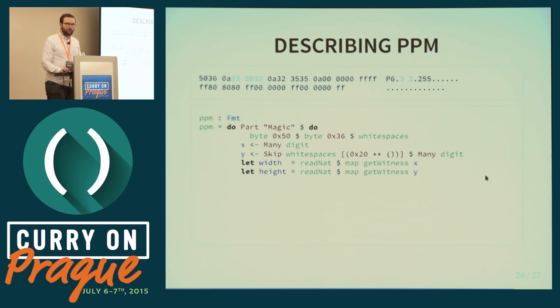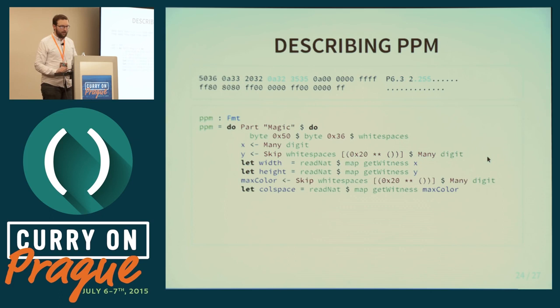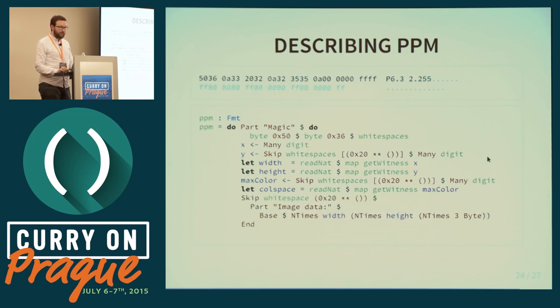I then compute a width and a height, because those were sequences of ASCII characters, and we need actual natural numbers, so I use this readNat function that I wrote for that. And the interpretation of things using this code are those dependent pairs you saw, which is why we need the getWitness. I then can read some maximum number of colors as some number of digits. Read that as a natural number.